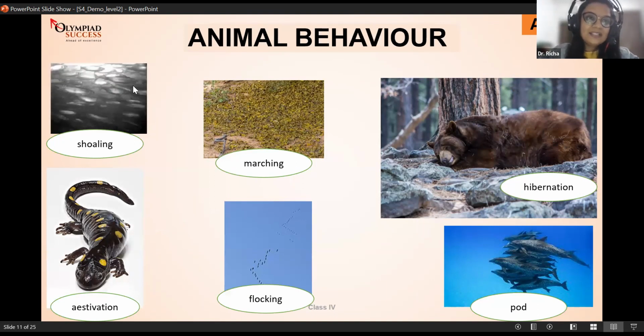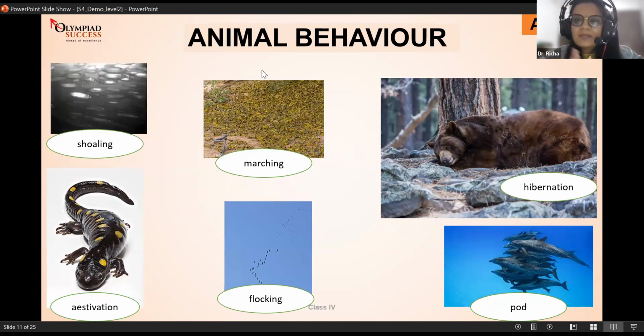Now, these are some interesting behaviors of animals that you see around, like hibernation. When it is really cold, animals undergo a sleep, or a dormant phase where they're not moving around, they're just resting.